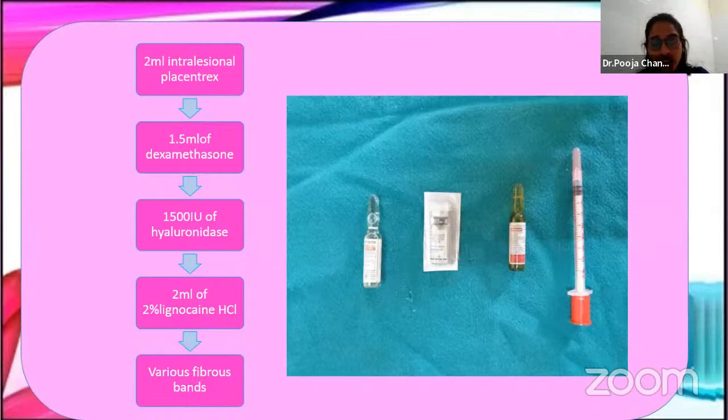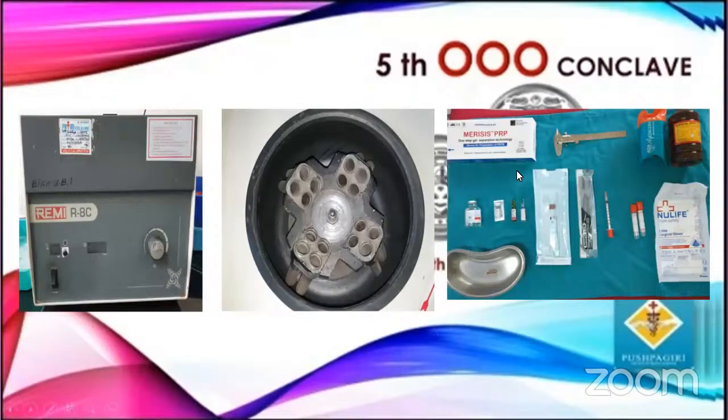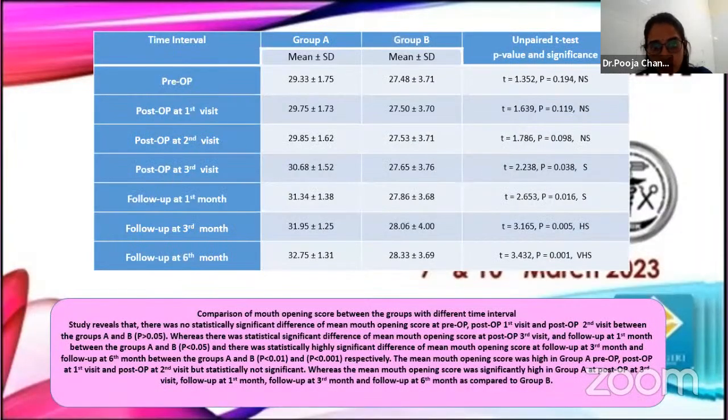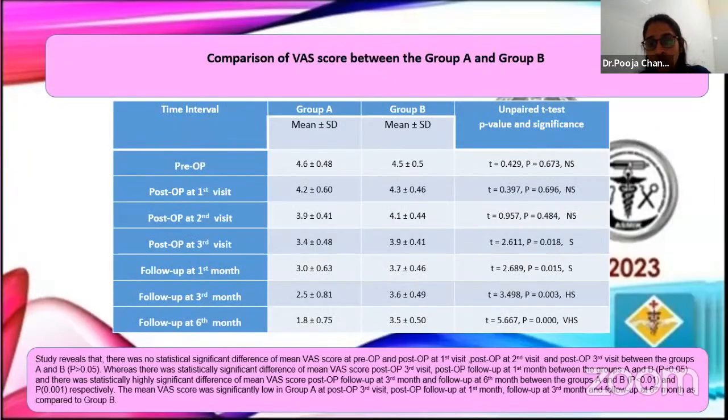2 ml of, as I told, it was treated with the intralesional steroids, which include Placentrex, dexamethasone, hyaluronidase, and lignocaine. And this was the centrifugation machine which I used. According to the statistical analysis, the stem cell group had better mouth opening and the burning sensation was comparatively reduced. And the burning sensation was measured using visual analog scale.